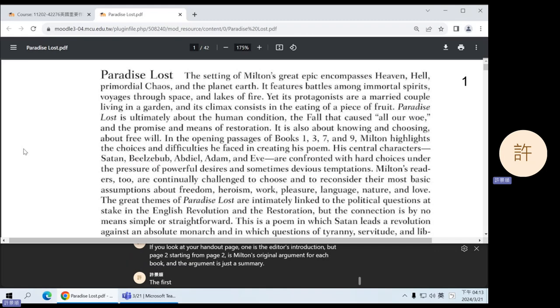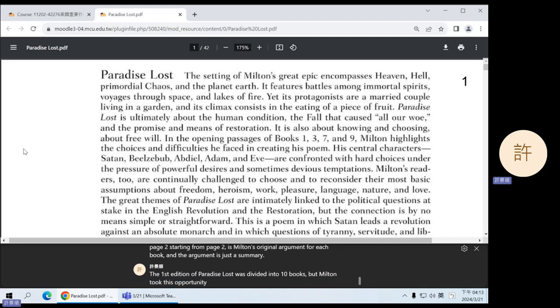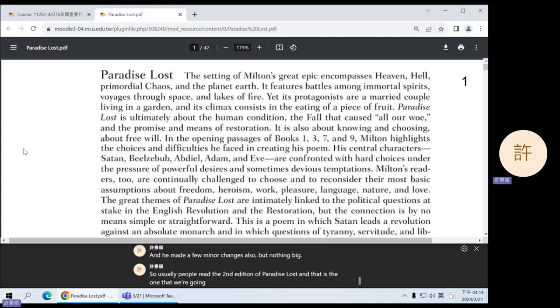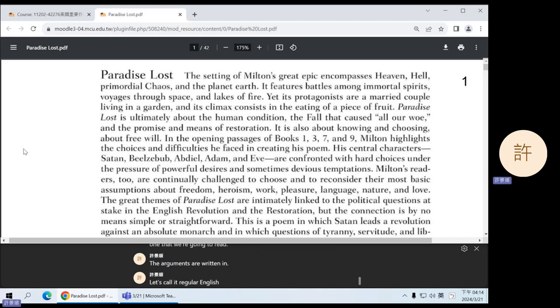The first edition of Paradise Lost was divided into 10 books, but Milton took this opportunity and reorganized the whole poem into 12 books. And he made a few minor changes also, but nothing big. So usually people read the second edition of Paradise Lost, and that is the one that we're going to read. The arguments are written in, let's call it regular English, not Latin English, but it is still the English of Milton's day. So it's not exactly as easy as a summary from Wikipedia.